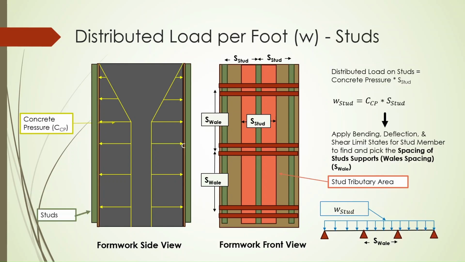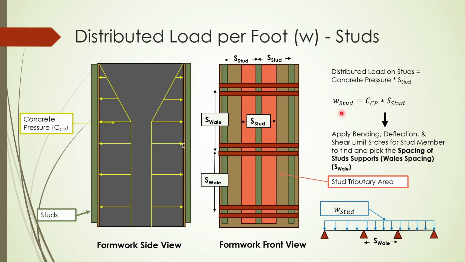So similar to plywood, we need to find the distributed load per foot, W, for the studs. So we have concrete pressure on the sheathing and the studs supporting the sheathing, so there's pressure on the studs. We found earlier the spacing of the studs by applying the bending, deflection, and shear limit states on the plywood. So we know the spacing of the studs, and we gotta assign a tributary area for the stud, and that tributary area width is going to be the spacing of the studs, obviously because the studs are uniformly spaced. So your distributed load on the studs is going to be the concrete pressure, Cp, multiplied by the spacing of the stud we found earlier.